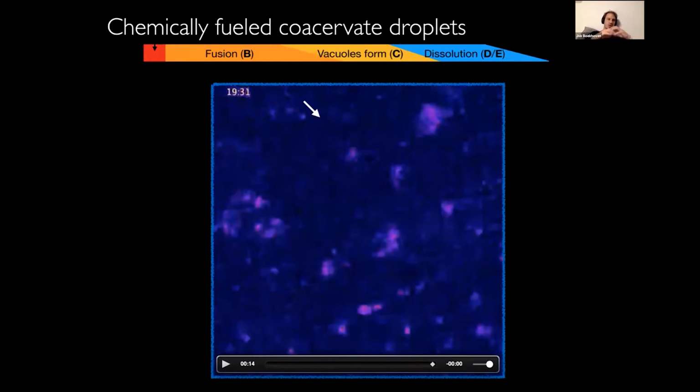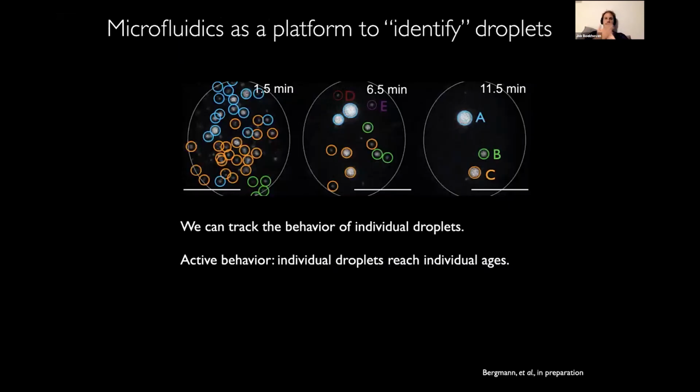Is this just a homogeneous mess, or do all of the droplets have an individual identity? I think microfluidics is one way to go. So if we now look at such a microfluidic experiment, we can look at one of the later frames.